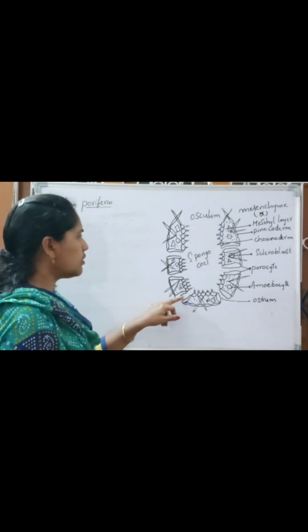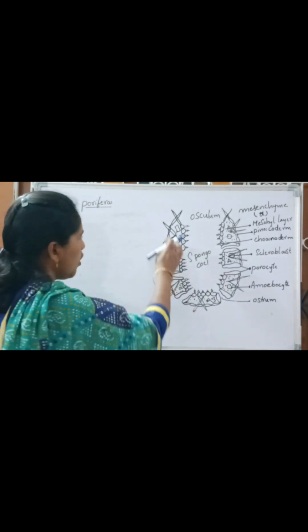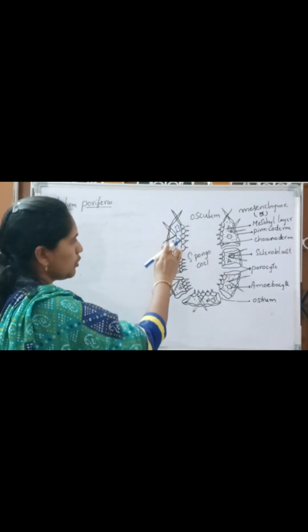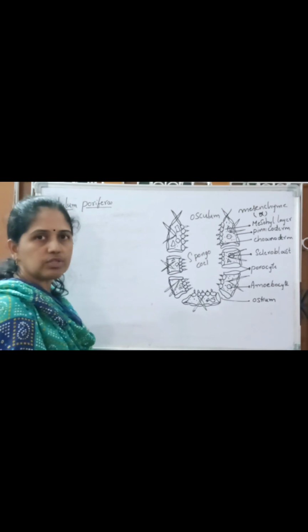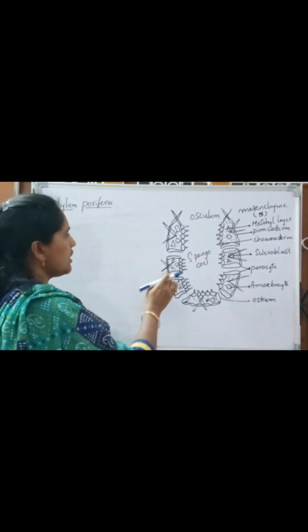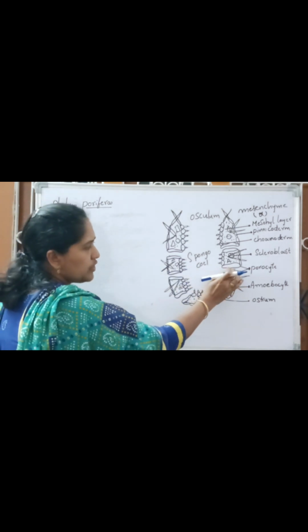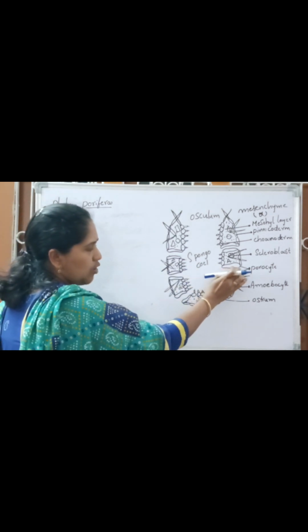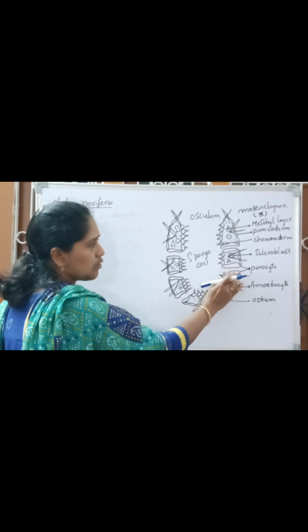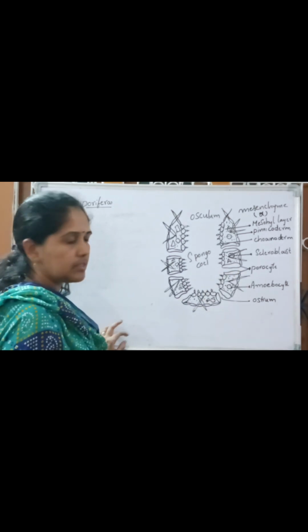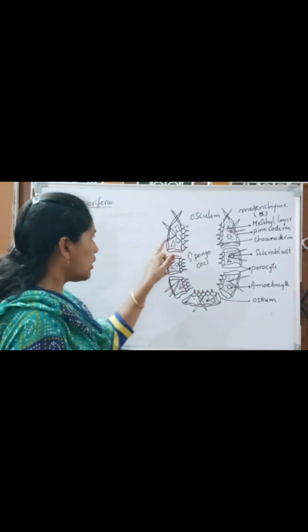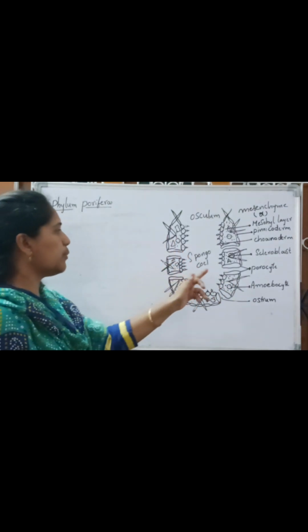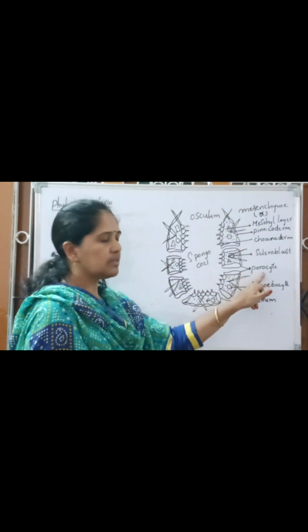Now the outermost pinacoderm consists of pinacocyte cells. These pinacocyte cells modify into porocyte cells, which cover these openings, that is, the ostia or ostium. These cells are called porocyte cells. So the pinacocyte cells themselves modify into porocyte cells.